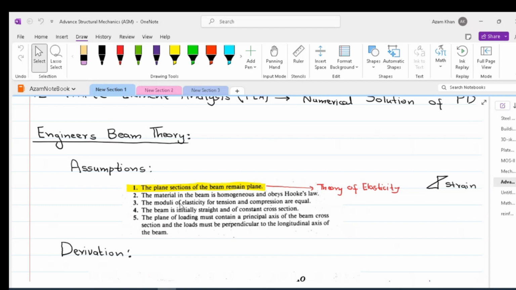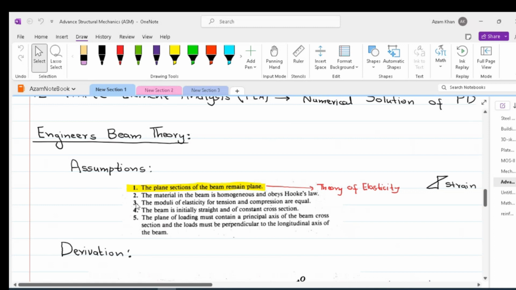Assumption 5 says that the load applied should be perpendicular to the longitudinal axis of the beam. The longitudinal axis is that axis which is along the span of the beam. Also, the load should be applied at the centroid of the beam so that there isn't any twisting. Assumption 5 will be further discussed and elaborated shortly.